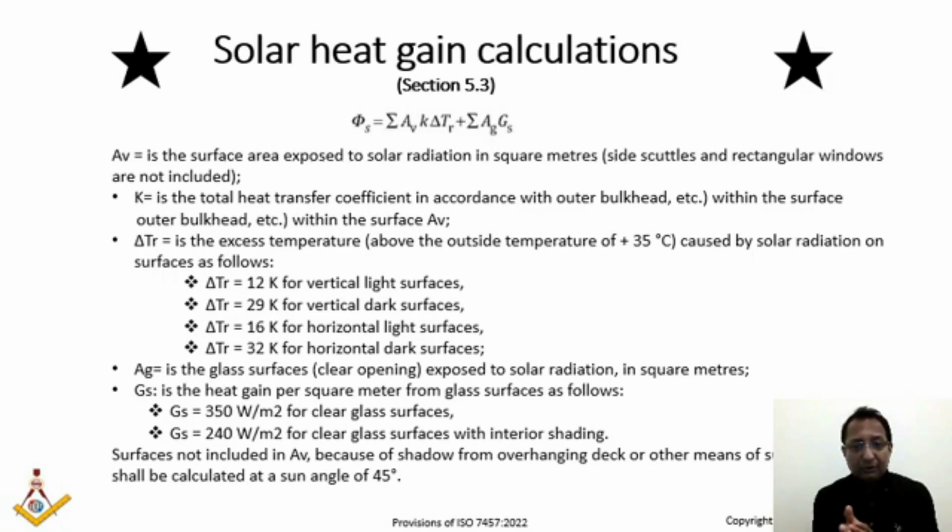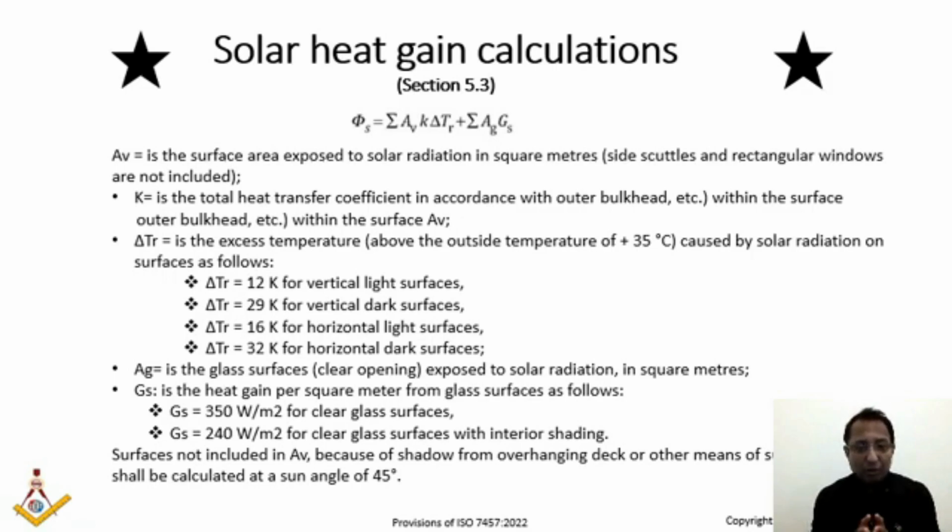So just go through this. Being an engineer, you can easily understand what this formula is all about. You can just put these values in the formula and arrive at the solar heat gain calculations very easily. So there is nothing much to elaborate. Being an engineer, you are already aware of this heat load calculation, so you know what this formula is all about.